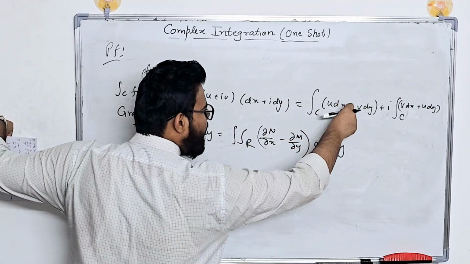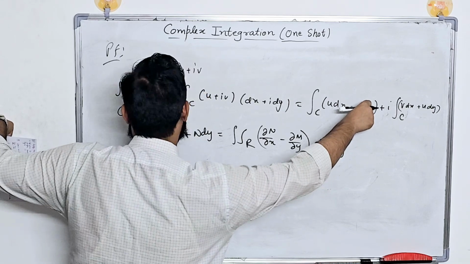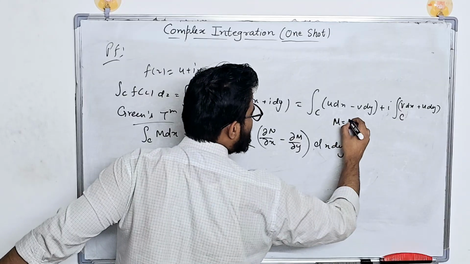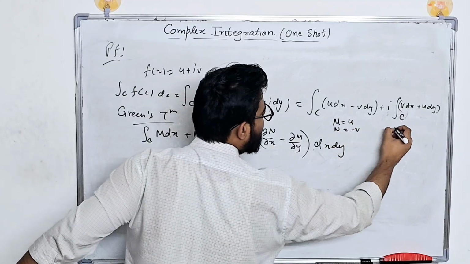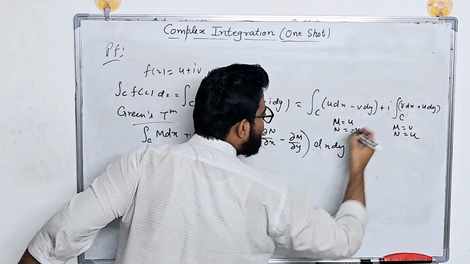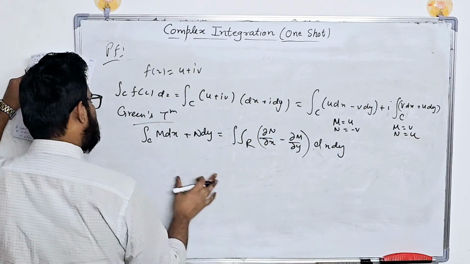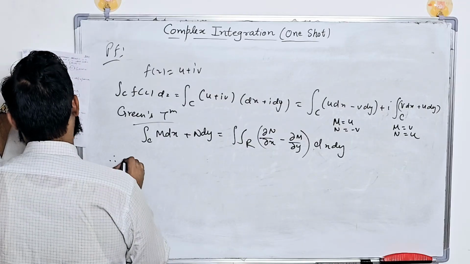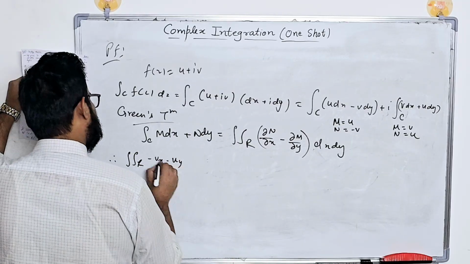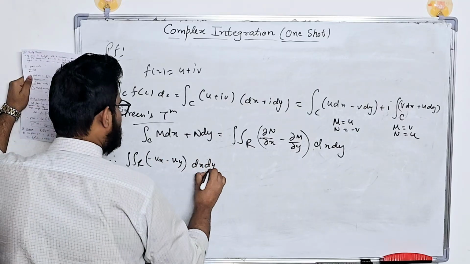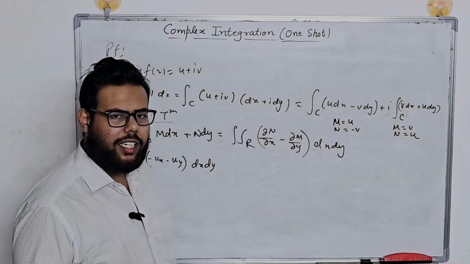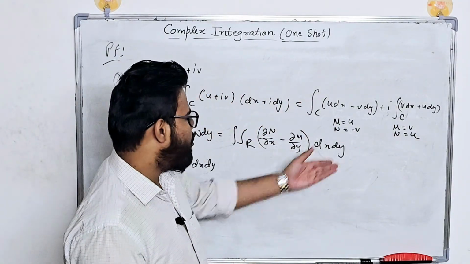So this is M dx and this is N dy, right? Over here M is equal to u and N is equal to negative v, and over here M is equal to v and N is equal to u, correct? So just apply Green's theorem over here. You will have this value, negative vx, negative uy. I'm just writing the result so that you know Green's theorem. I'm just substituting the values back over here, so it does not require that much explanation.